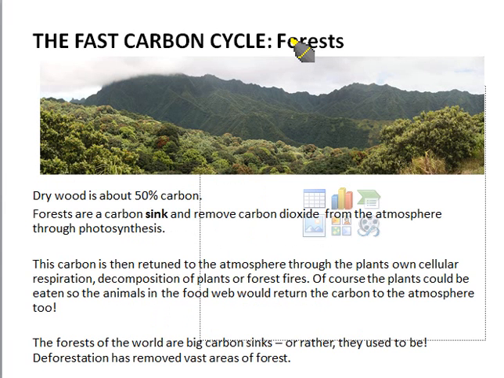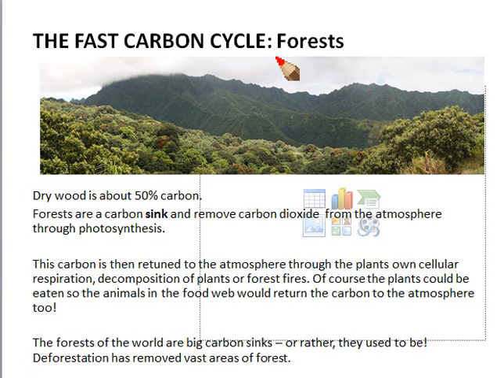Let's begin by looking at forests. Dry wood contains approximately 50% carbon. So through the process of photosynthesis, the plants are a sink because they remove carbon dioxide from the atmosphere. Of course, deforestation has removed vast areas of forest, especially in tropical countries, in rainforests. And by losing this forest, we're also losing a natural sink for carbon.